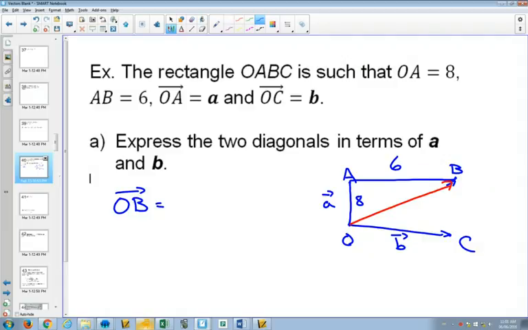Does it make sense that you could go there? Because this is a rectangle, going from O to A and then A to B would get you from O to B. And that A to B is the same vector as O to C. So we can write O to B as just going vector A plus vector B.